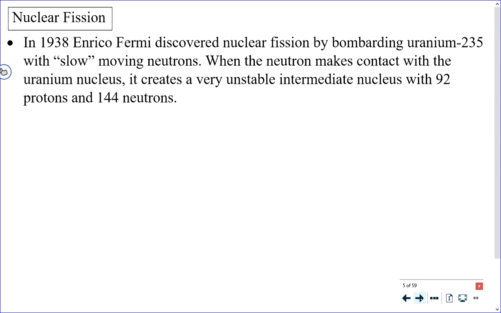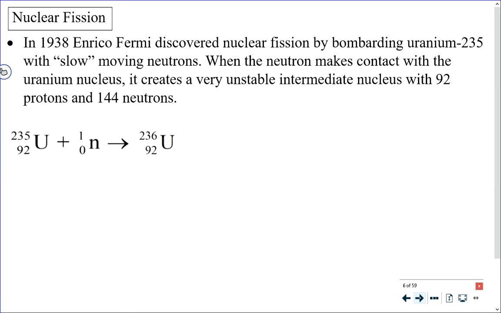Enrico Fermi did this almost 100 years ago with uranium-235 nuclei. And uranium-235 is a pretty stable nucleus, but when the nucleus of uranium-235 is hit with a neutron, as long as the neutron is not moving too fast, the neutron will embed itself within the uranium-235 nucleus, creating a new intermediate nucleus that's very unstable, but it now has an extra neutron.